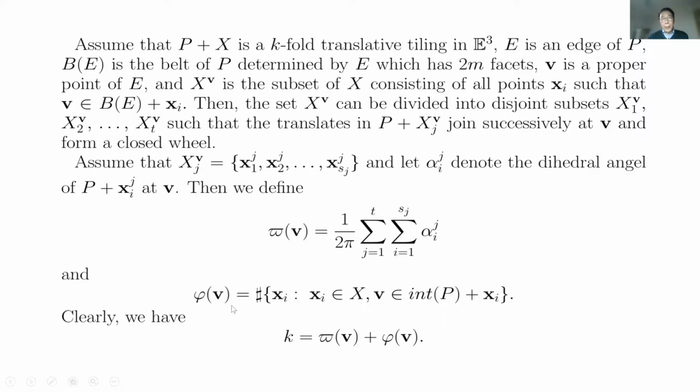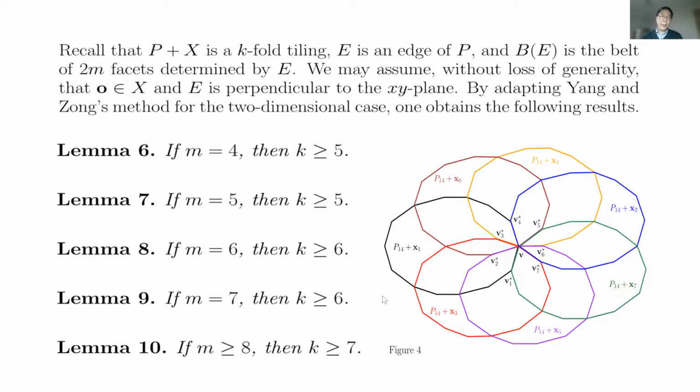And at the same time, V is also possibly in the interior of some translate. So we can count the V here. Then the multiplicity, the tiling multiplicity k, is the sum of these two. This is a very important observation, and one can prove it very easily. But this plays a very important role here.